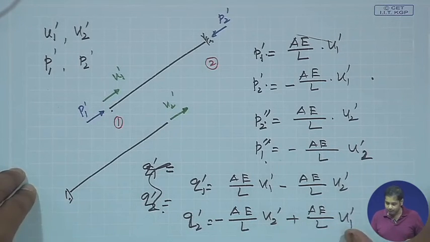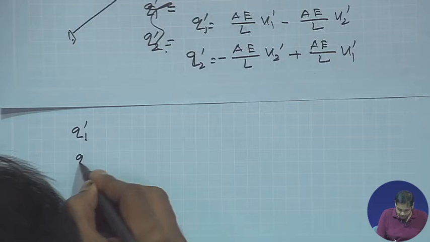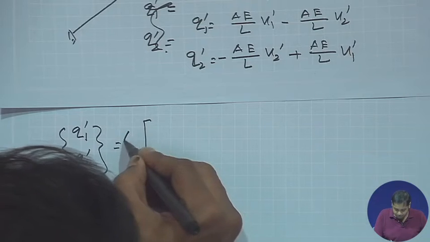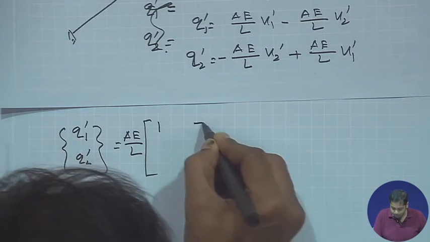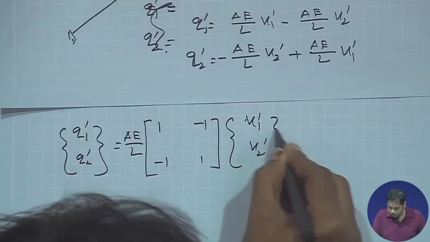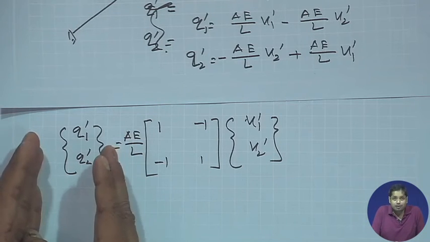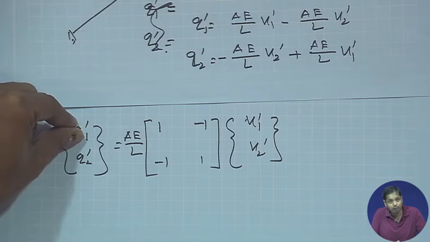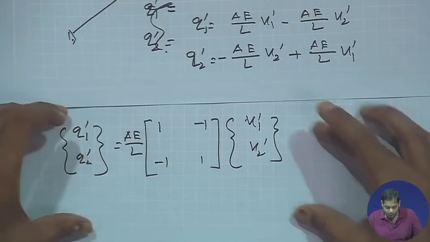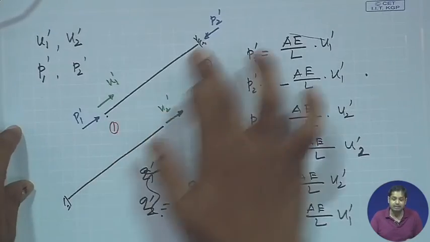Okay. Now if we write that in a matrix form, we have Q1 dash, Q2 dash is equal to AE by L, if we take it common, this matrix 1 minus 1, minus 1 1, times U1 dash and U2 dash. So this is the force at point number 1, point number 2, and this is displacement at point number 1, displacement at point number 2. Now how these are related to each other, this relation is exclusively for this member.